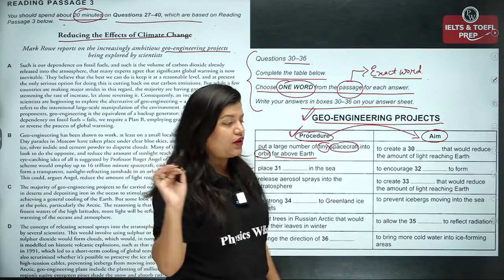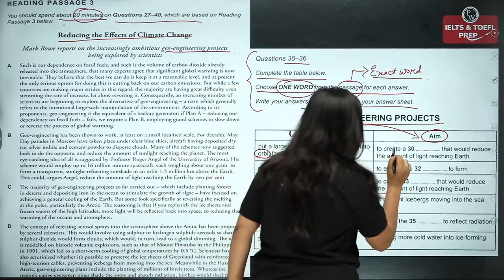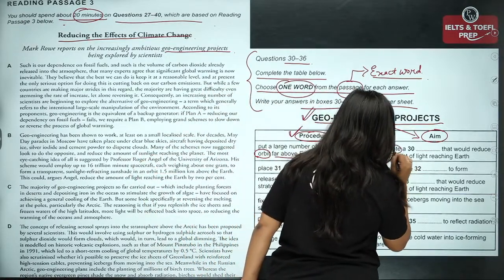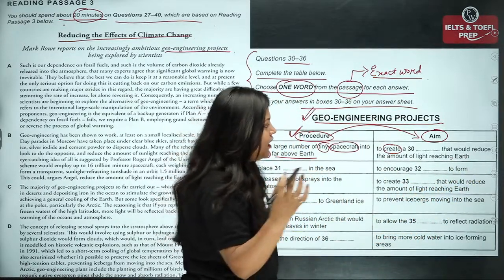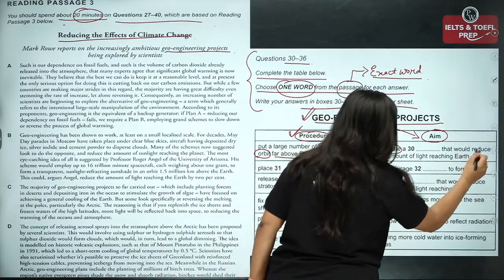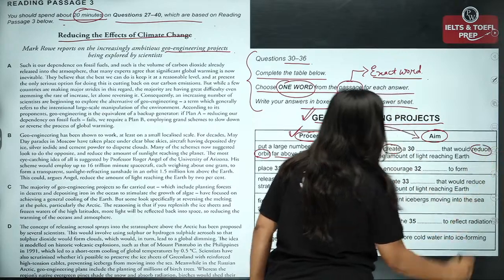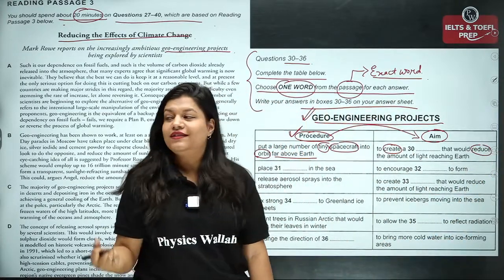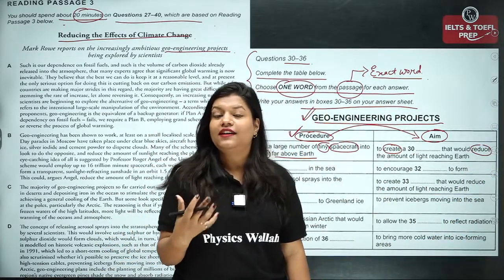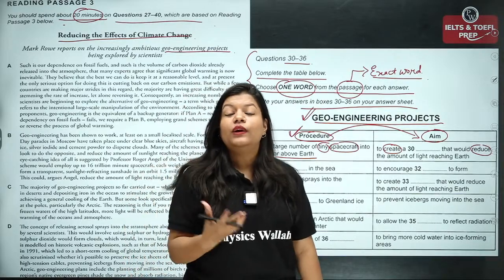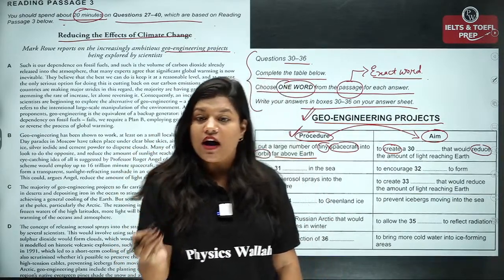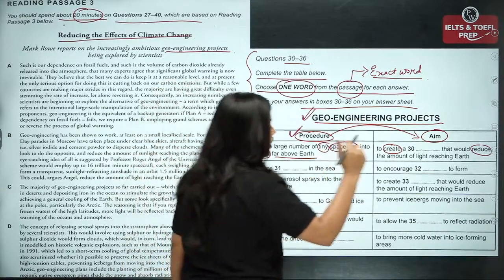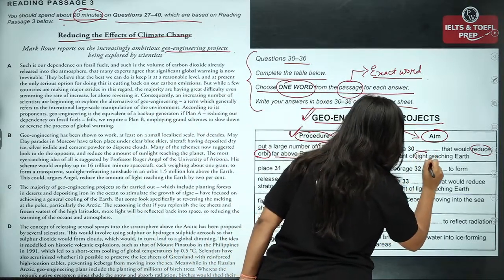Anywhere in the passage we are going to get it. To create a dash that would reduce, we need to create something that would reduce. Always make sure the words that are intensifying, ठीक है? जो intensity की बात करते हैं, those words are also very important. You need to mark them, ठीक है? Now that would reduce the amount of light reaching Earth.